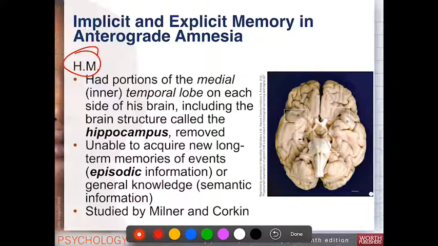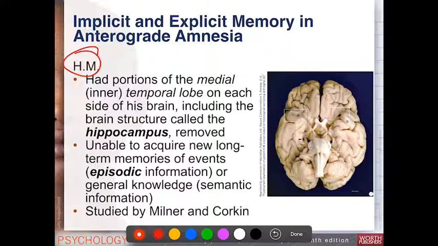And so what ended up happening was he agreed to this surgery that would remove his hippocampi, which are the sort of like seahorse-like structures that now we know are important for consolidating long-term memory. Well, at the time, we did not know that.